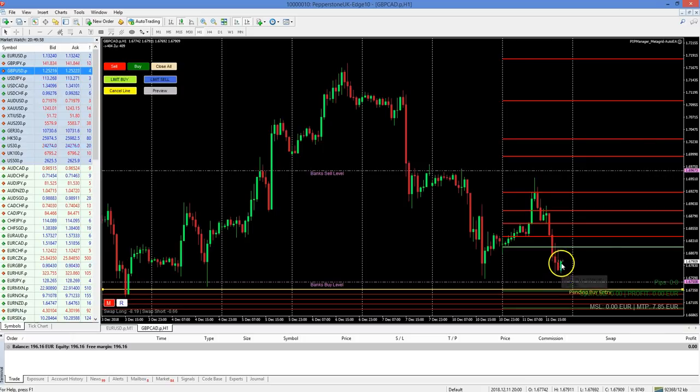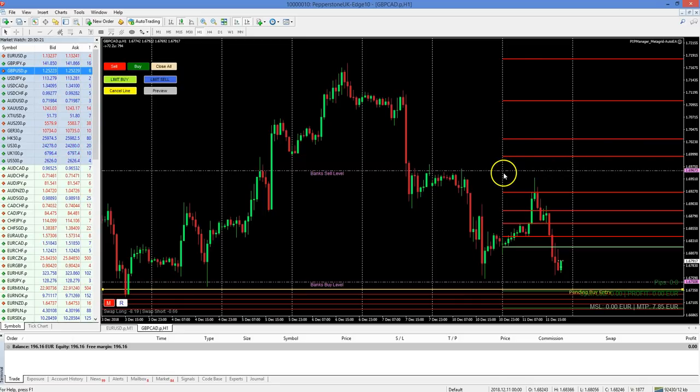For example, if the price now would go up and not go into our pending buy order here, say the price goes up and up and up and comes around here, then the EA will delete this buy order and will place here a sell order with a grid in this zone. So it does this all day long automatically.